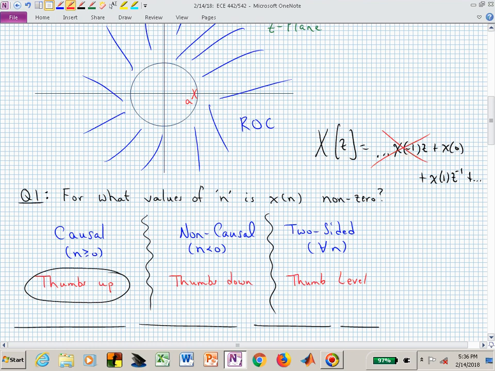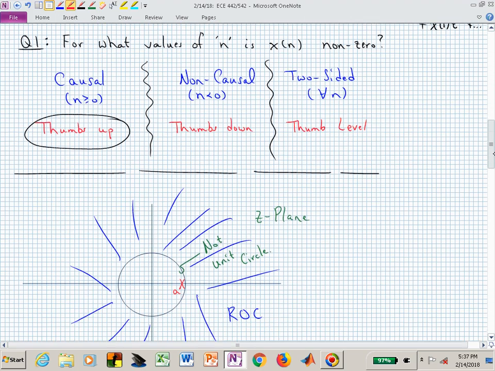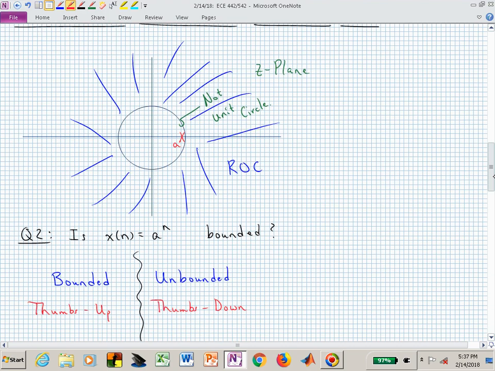And that's then one way to quickly determine which of these three options this region of convergence corresponds to. And in fact, it corresponds to causal signals. So that circled answer is the correct answer. And if you didn't have your thumb up, hopefully by exam number 2, you have a month to learn how to point your thumb according to the question being asked. Question 2 in this quiz.